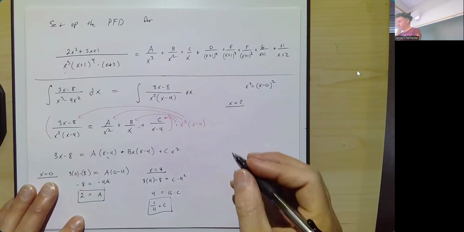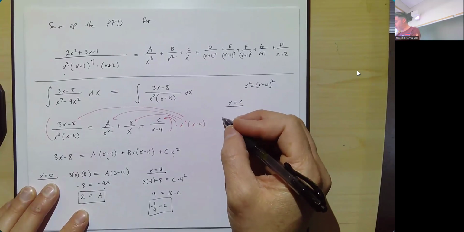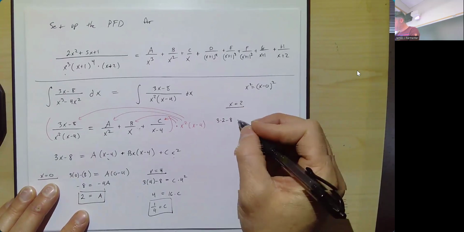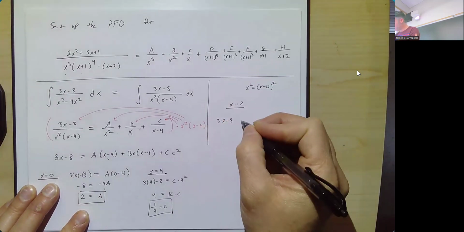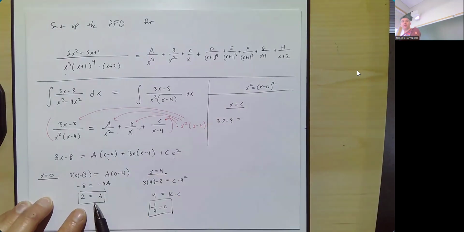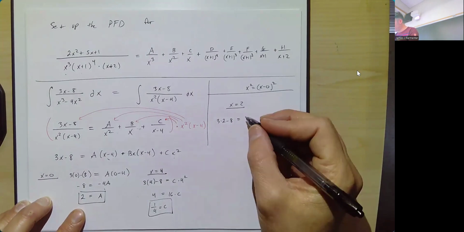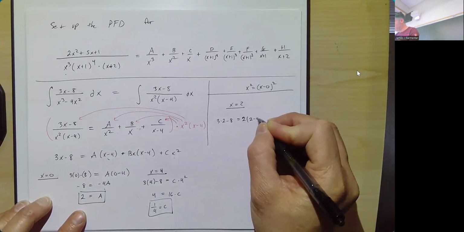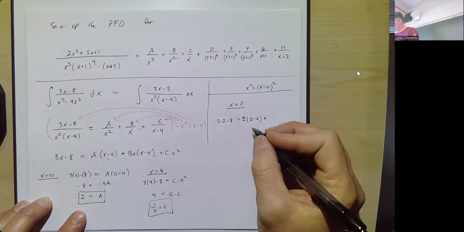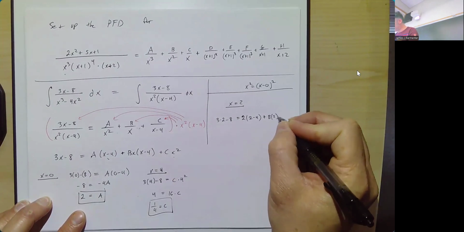So watch for a second. If I do that, I'm going to have 3 times 2 minus 8 on the left equal to A, but I know what A is, so let's plug it in. So equal to 2 times 2 minus 4. I don't know what B is yet. Plus, I'm going to run out of room here. B times 2 times 2 minus 4.